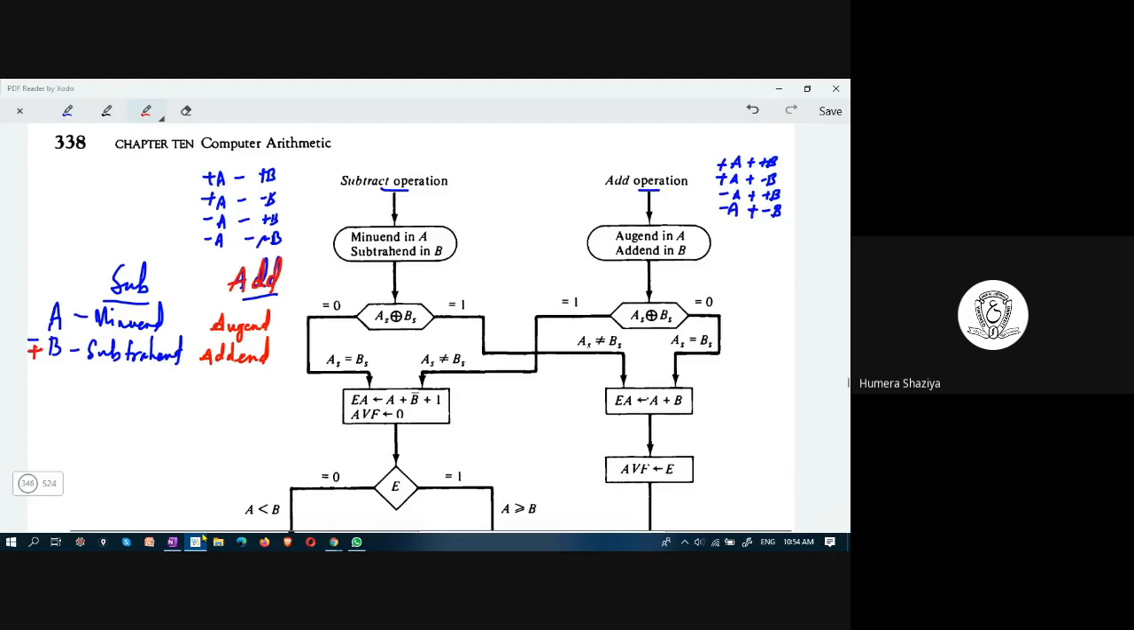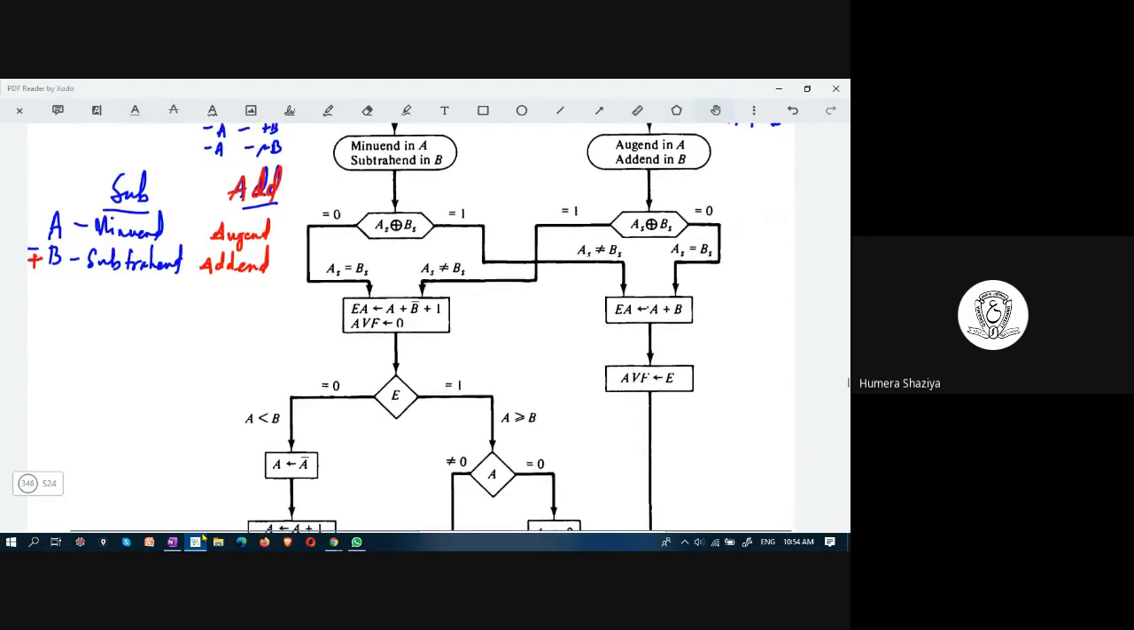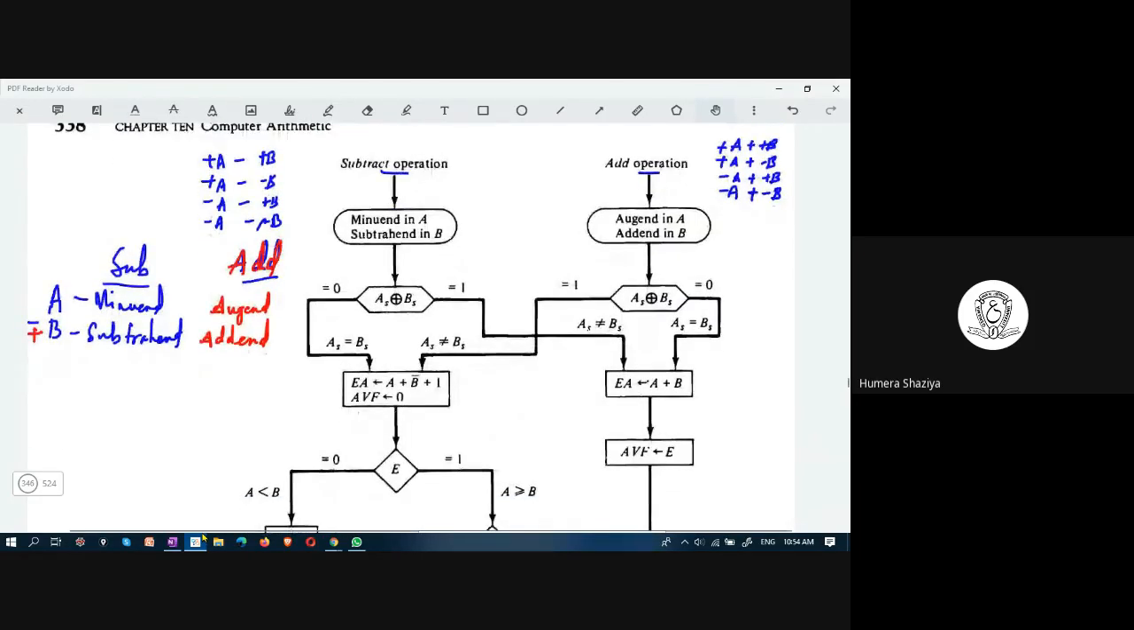For the subtract operation, minuend is in A, subtrahend is in B. Means the upper number, lower number. Comparing the sign bit: the sign bit has to be compared in order to determine which operation is to be performed. If A and B are both plus and there is a subtraction operation, then you perform subtraction. AS XOR BS.